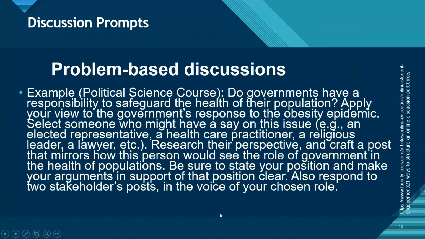So an example of a problem-based discussion for a political science course, it's asking students if government has a responsibility to safeguard the health of its population. So they're going to have to, first of all, come up with their opinion. It's asking them to tell the class if they think that the government is responsible to safeguard its citizens' health. And then they need to apply that to the government's response to the obesity epidemic.